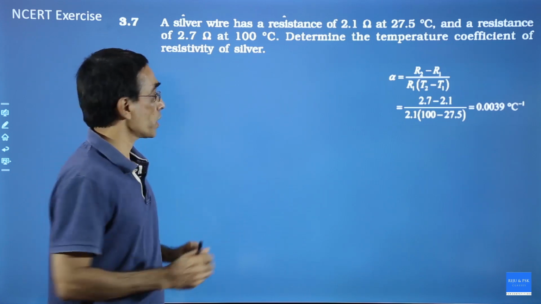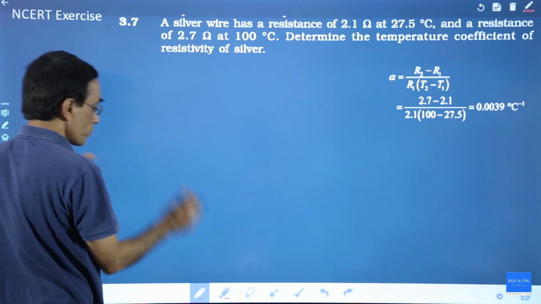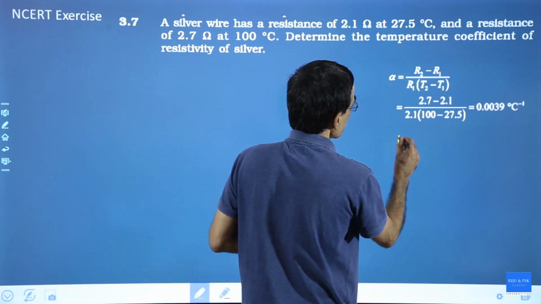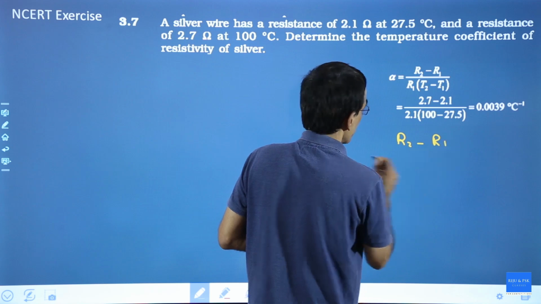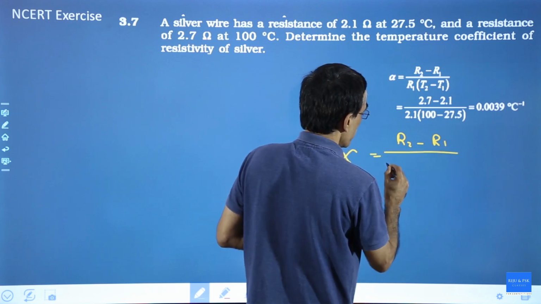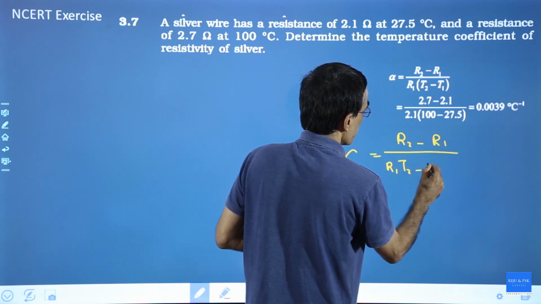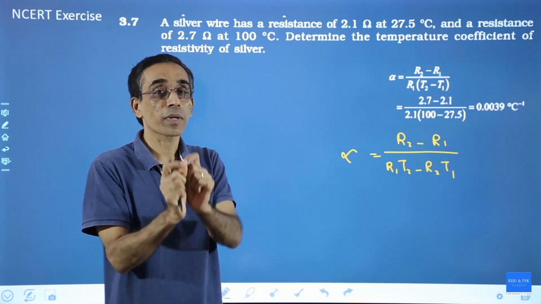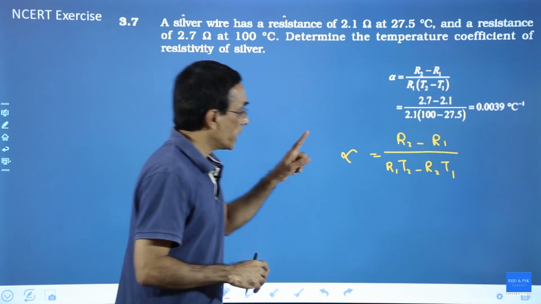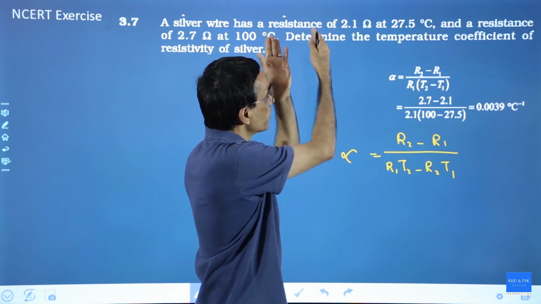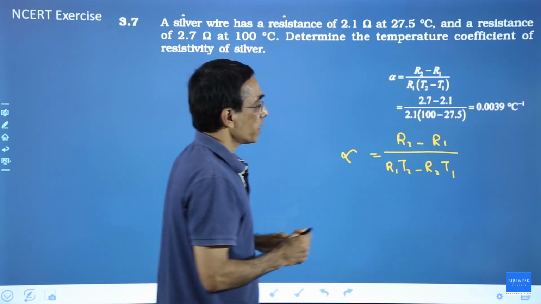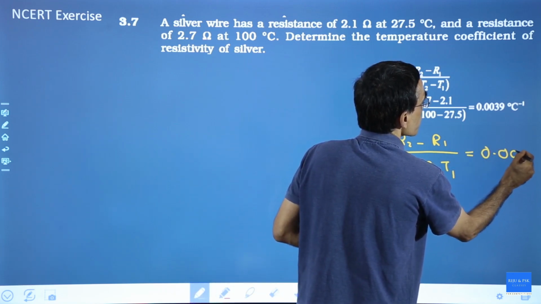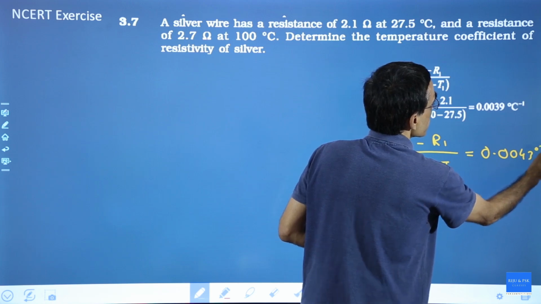There was one more equation, which I told you, which was found around a particular temperature, and that equation was alpha equals R2 minus R1 divided by R1 T2 minus R2 T1. I told you this is around a particular temperature, not an average value. So if you use this equation in this case, I think you will get the answer approximately 0.0043 degrees Celsius inverse, approximately.